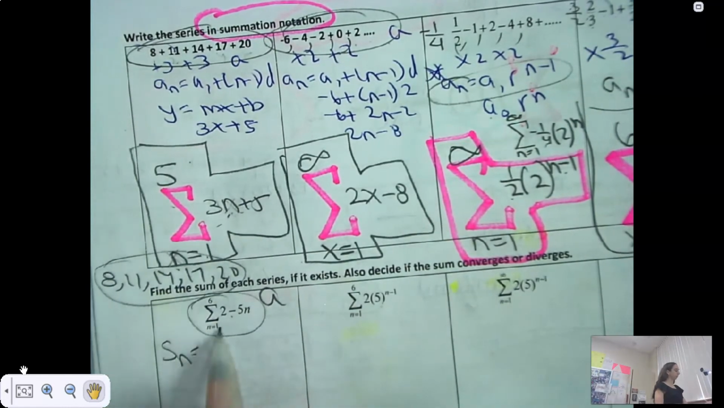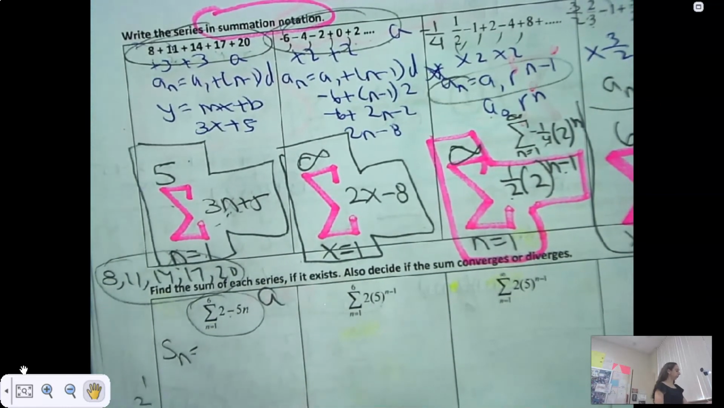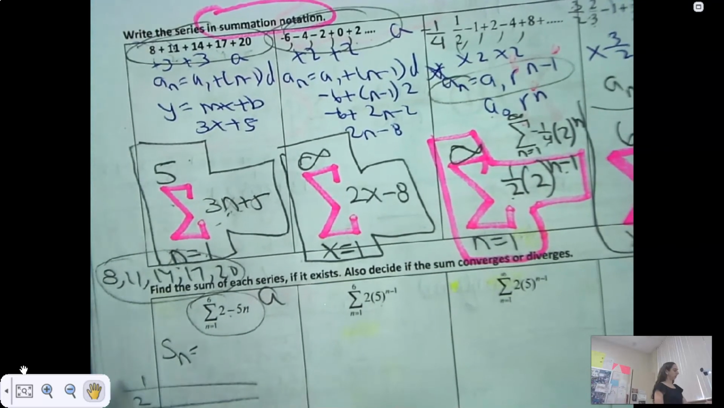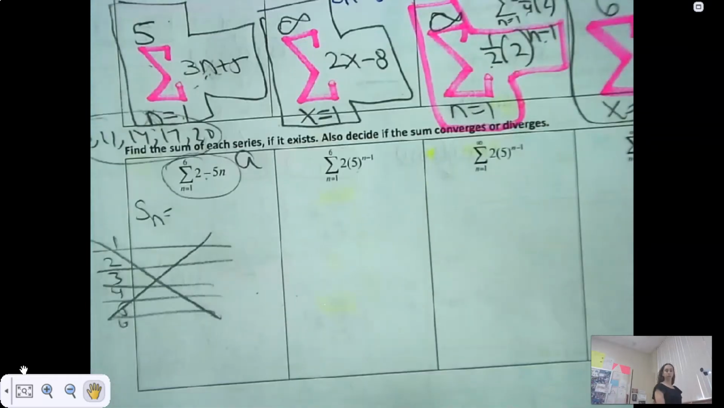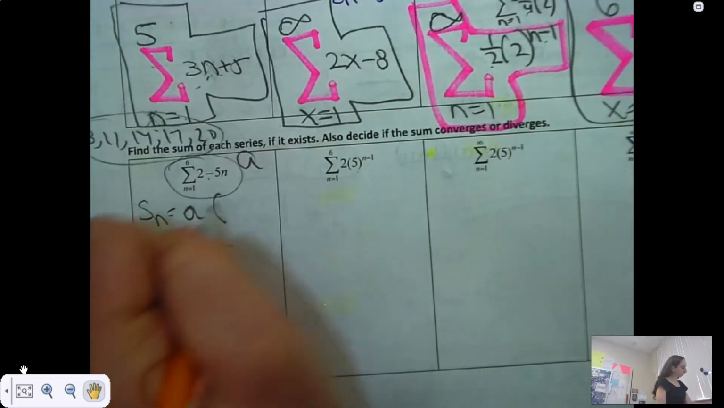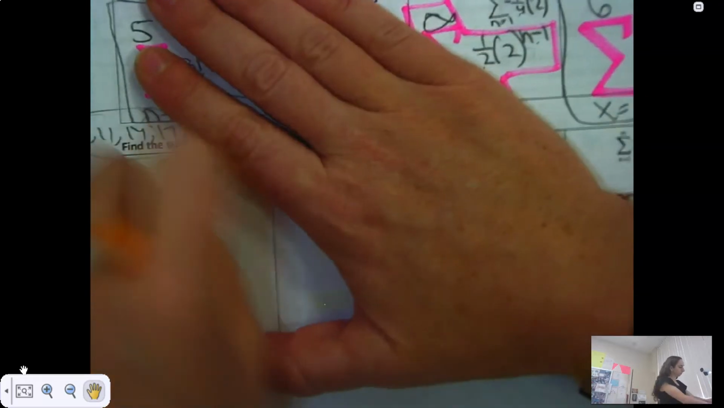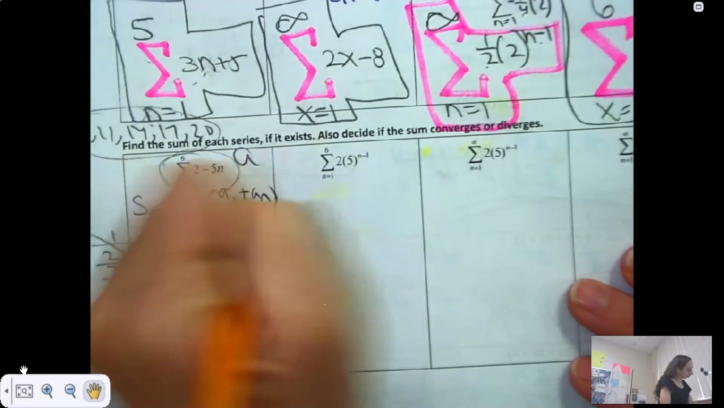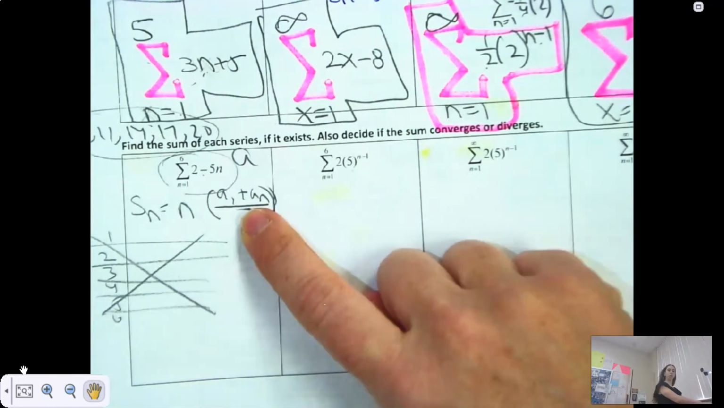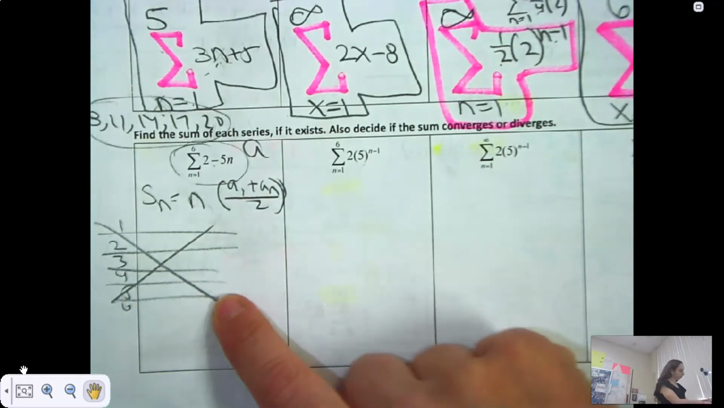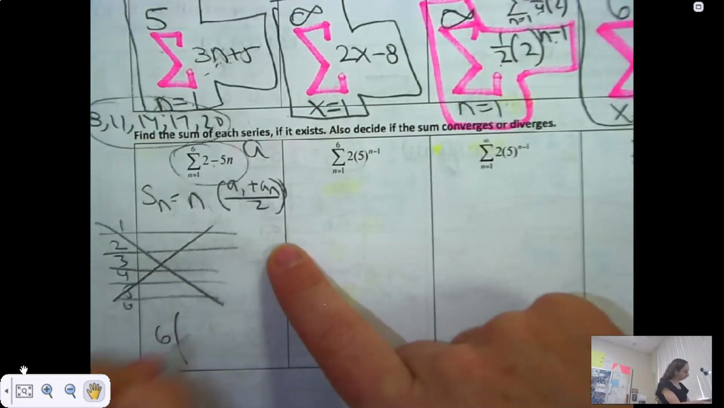So remember before here, I would list. I would go 1, 2, 3, 4, 5, 6. I don't want you to do it that way this time. I want you to use that sum formula, which is n times (A1 plus AN) over 2. So you can see how you can use this formula instead of listing out all the numbers and figuring it out. So I want the sum of the first six numbers.